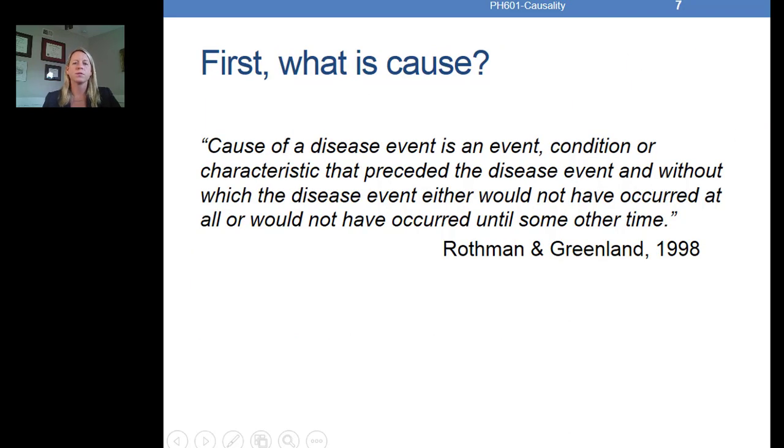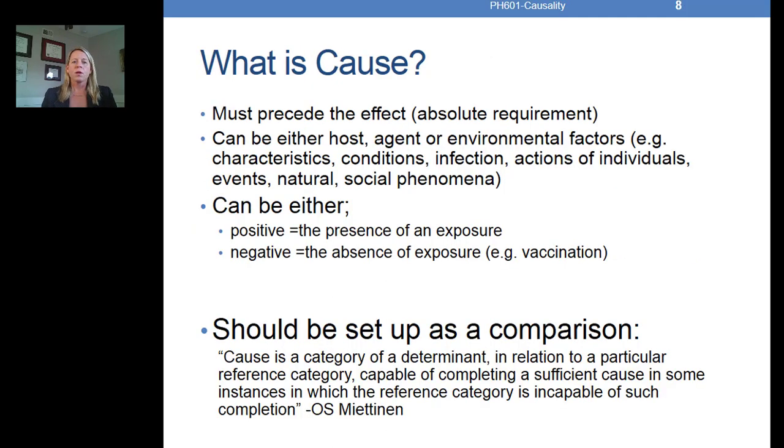But first, it's important to define cause itself. So according to Rothman and Greenland, a cause of a disease event is an event or a condition or some characteristic that precedes the disease event, and without which the disease event either would not have occurred or would not have occurred until some time later. That seems somewhat obvious, right? But what is cause in itself?